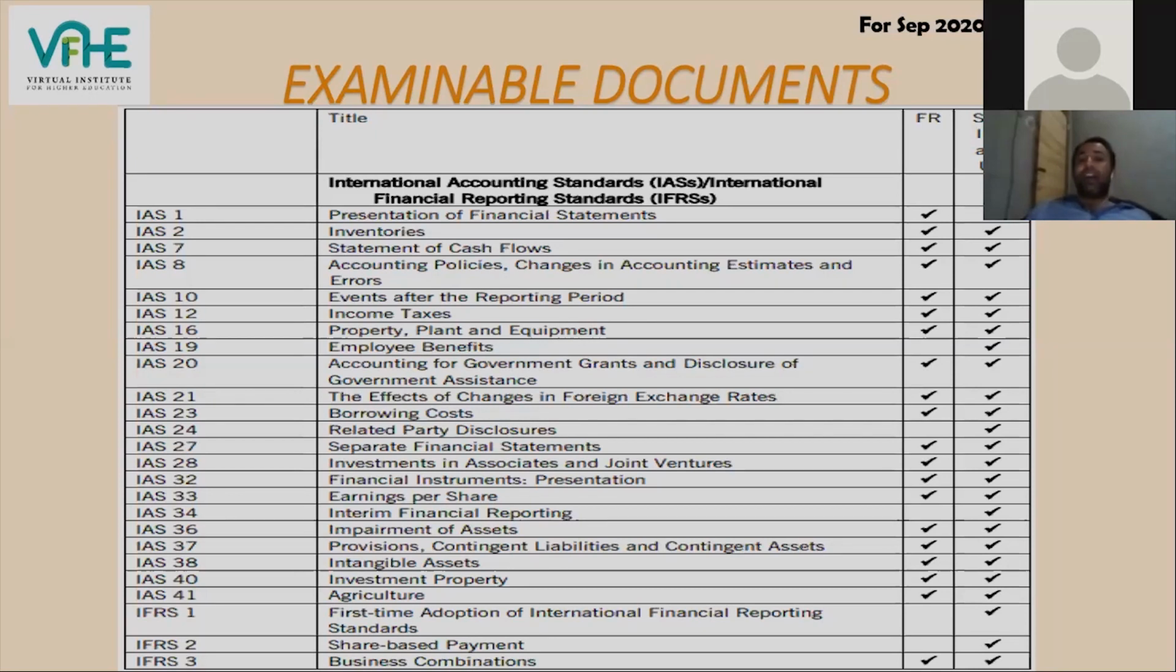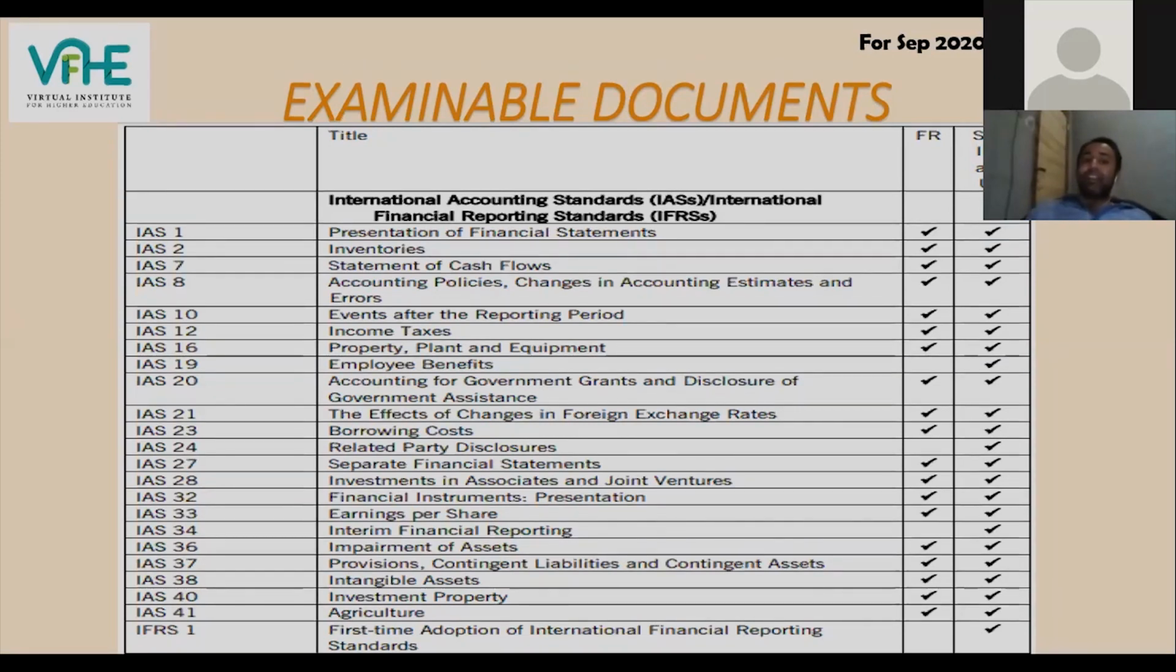IAS 8, accounting policies, changes in accounting estimates and errors. IAS 10, events after the reporting period. These all standards are going to be tested in the financial reporting paper. But you may see that some IFRS are supposed to be tested in the strategic business reporting paper. But keep in mind, the standards that are tested here are also supposed to be tested over there. Yes, the difficulty level of the questions would be much higher for that advanced paper.